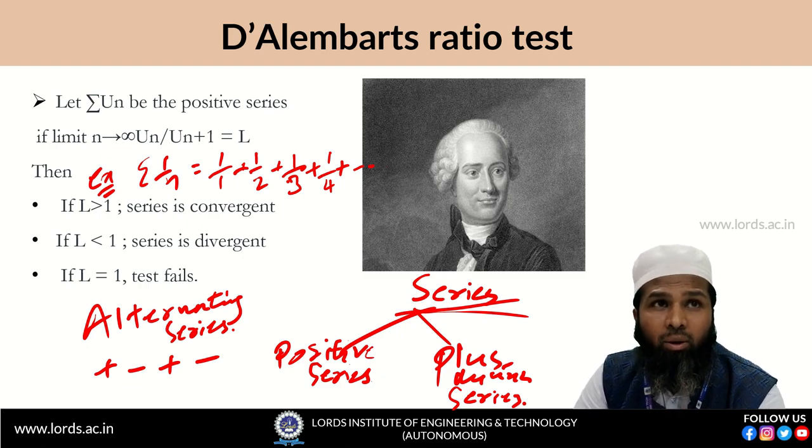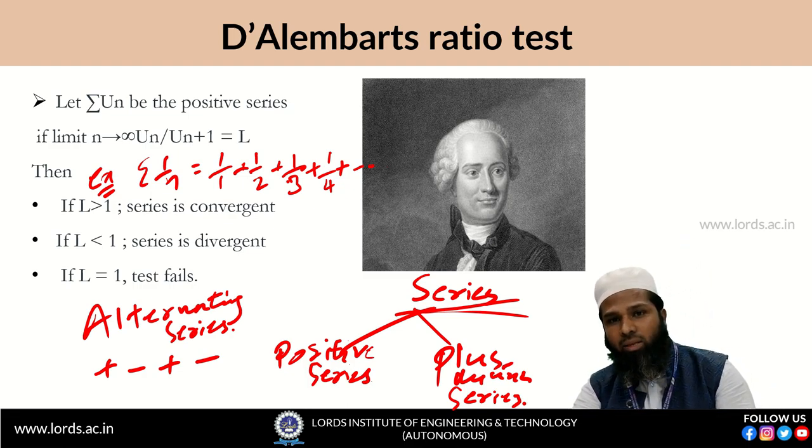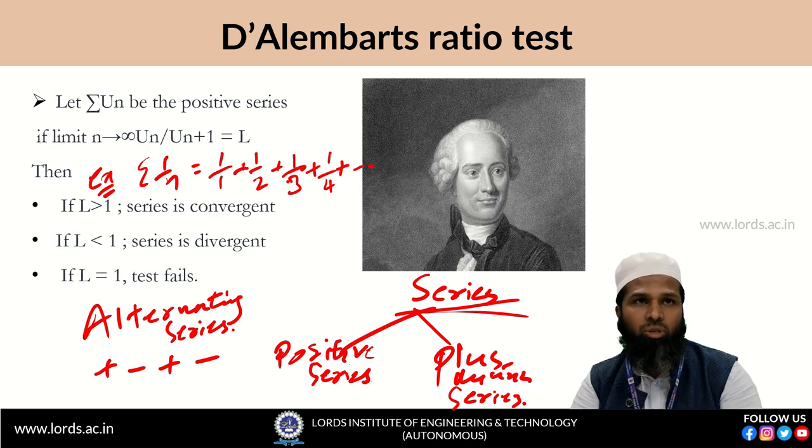Then based on the value of L, we have different conditions. If L is greater than 1, then the series is said to be convergent. If L is less than 1, then the series is said to be divergent. If L is equal to 1, the test fails. What does test fails mean? It means this test is not applicable, and you have to go for a different test. In sequence and series, we have a systematic procedure, and when the test fails, we have a procedure for that also.